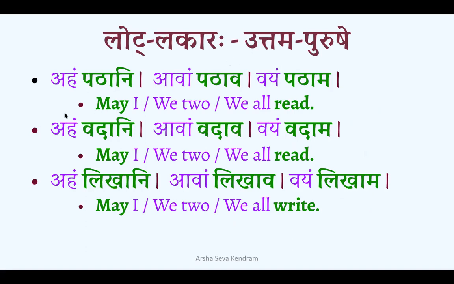In Uttama Purusha, the karta will be aham, avam, vayam. So the lot lakara forms are pathani, pathava, pathama. Aham pathani, avam pathava, vayam pathama. May I read, may we two read, or may we all read, or let me read. Request, let me read. Let the two of us read. Let all of us read. Like that.